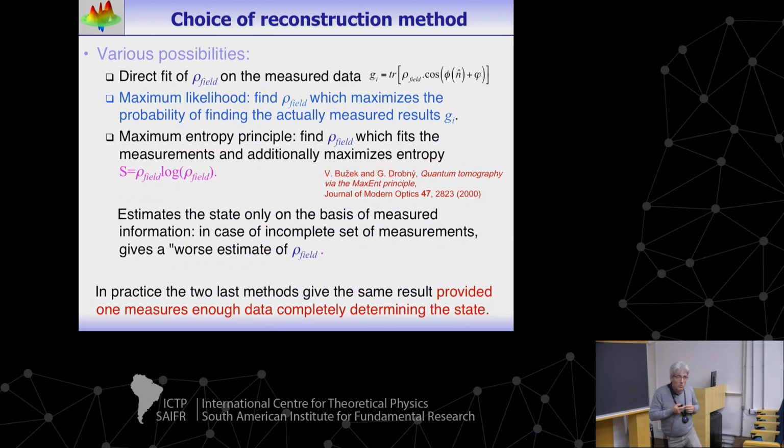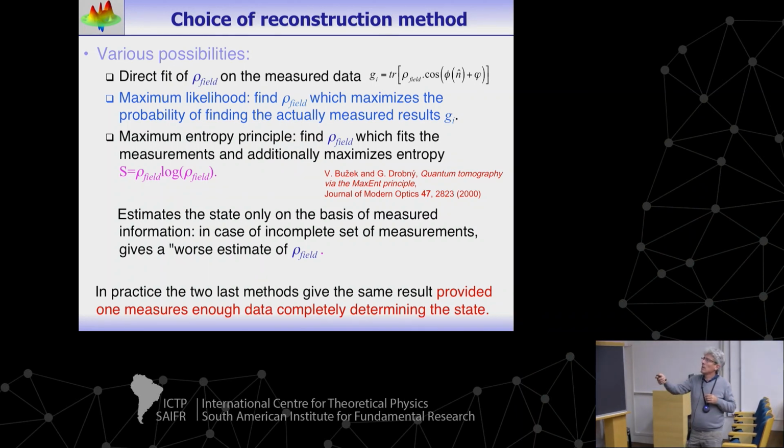So technically, how do we do the reconstruction? I already mentioned the fact that the direct fit of the density operator on the measurement data is very sensitive to noise and leads to problems like a non-positive density operator. Then you have several algorithms which were developed in quantum optics, which by construction find an object which is a density operator. So there is the so-called maximum likelihood method and the maximum entropy principle method, which are the main methods which estimate the state on the basis of measurement results.